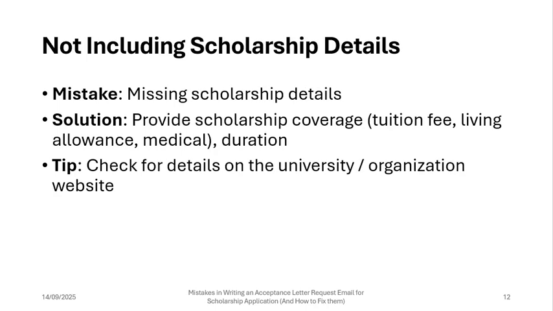Then the next thing is, you don't include the scholarship details. You are applying for the acceptance letter email from the professor, and you are not telling him what the scholarship name is and what the perks in the scholarship are, tuition fee and other things. If you are not mentioning these, the professor will be confused if he doesn't know about that scholarship, and you saw that scholarship on a university website or some other organization website. So you need to mention these things.